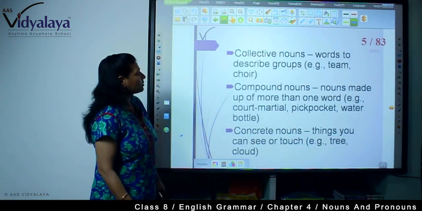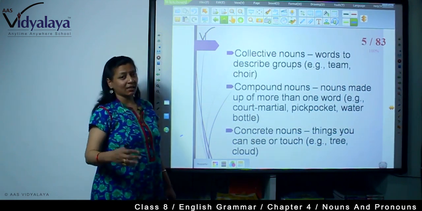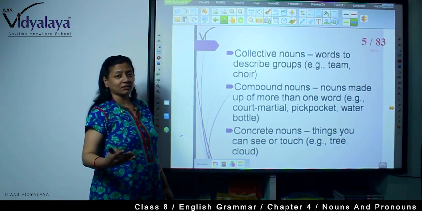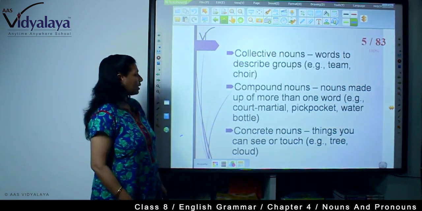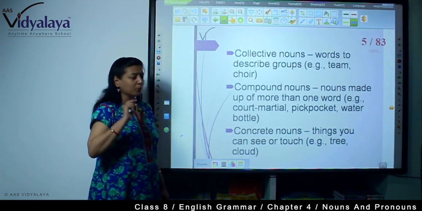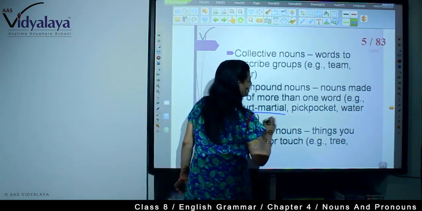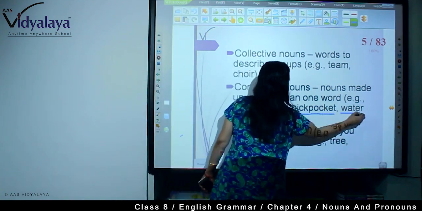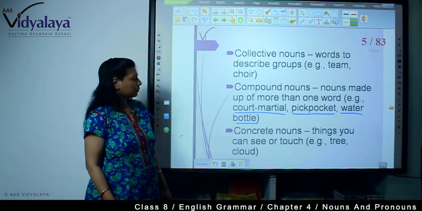Next, collective nouns. Words to describe groups. For example, team, choir, team of players, choir of musicians. So, these are collective nouns. Compound nouns. Nouns made up of more than one word. For example, court martial, pickpocket, water bottle. These are all compound nouns.